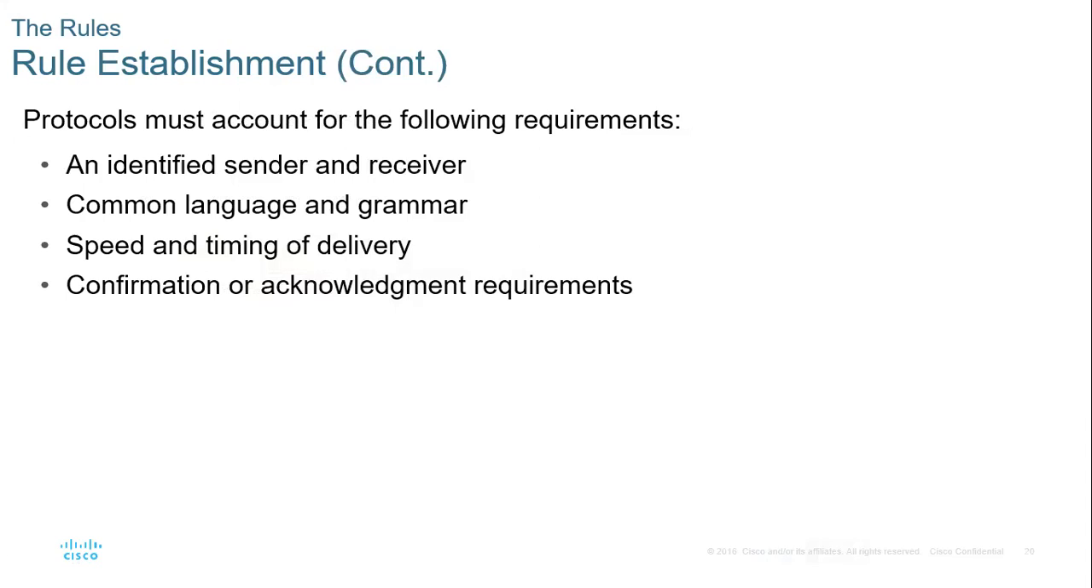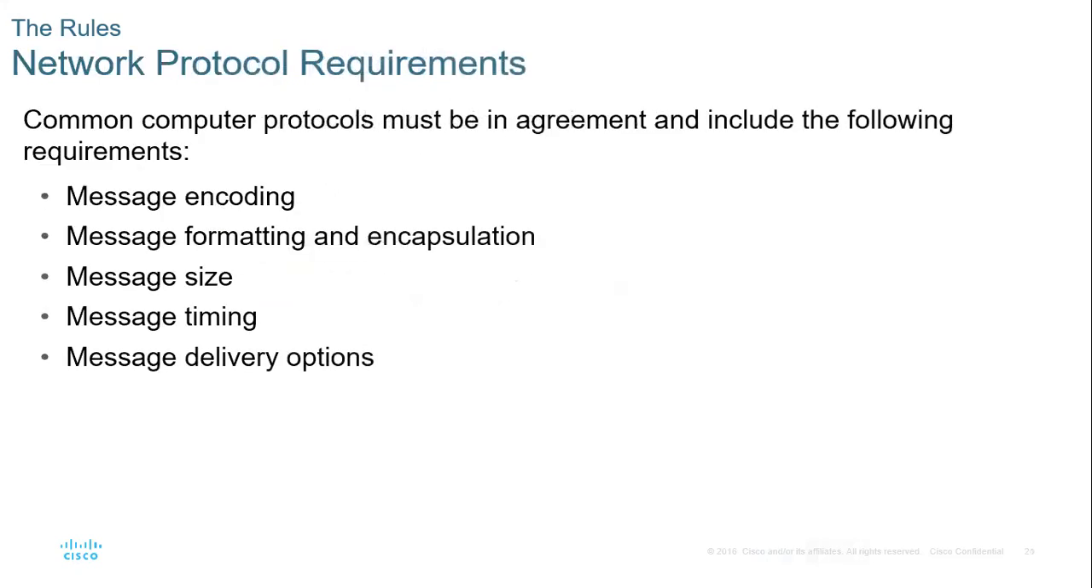Rule establishment. A protocol must account for the following requirements: an identified sender and receiver, common language and grammar, speed and timing of delivery, and confirmation or acknowledgement requirements. Network protocol requirements: common computer protocols must be in agreement and include the following requirements: message encoding, message formatting and encapsulation, message size, message timing, and message delivery options. So these are the points.